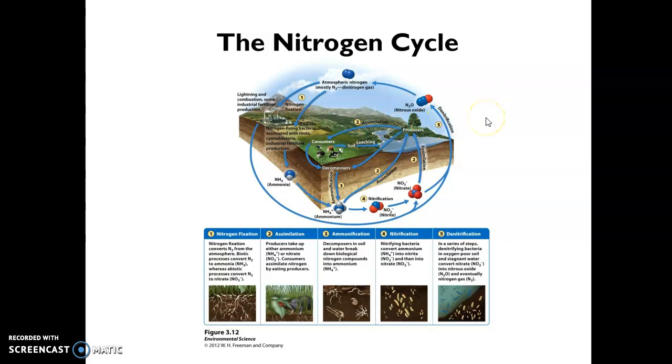Okay, and then the last step of the nitrogen cycle is denitrification. It's a series of steps in which certain bacteria are able to convert the nitrate into nitrous oxide, which eventually turns into nitrogen gas, N2, again. Also important to note is that nitrous oxide is also a pollutant, an air pollutant.